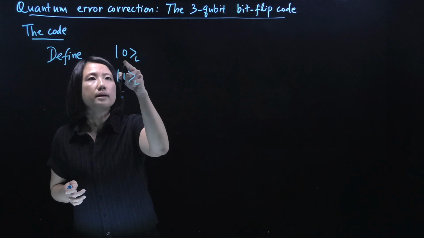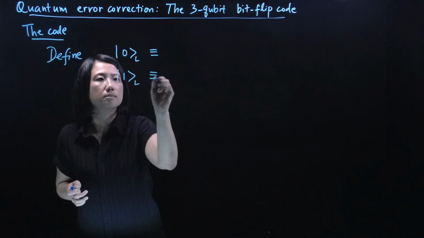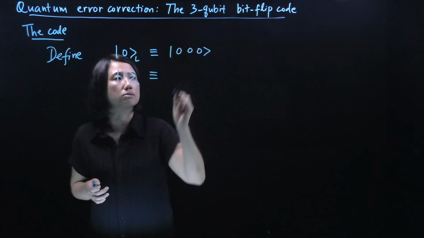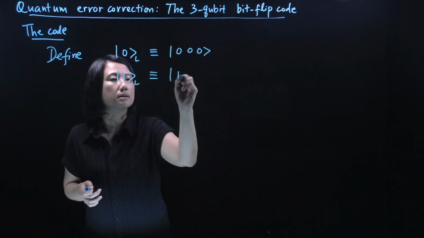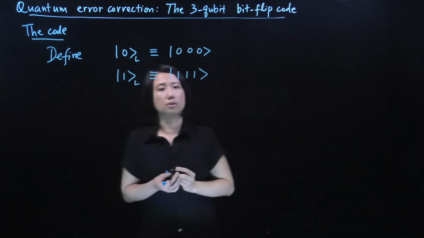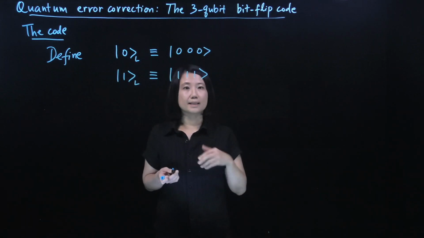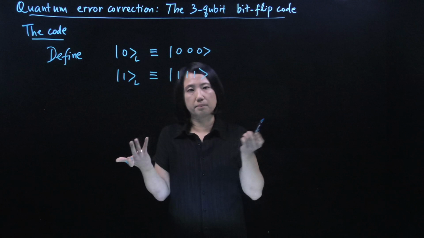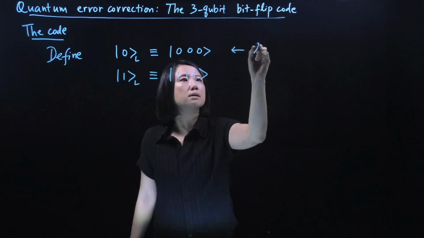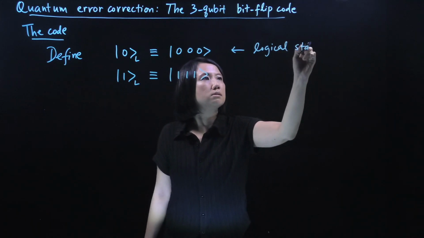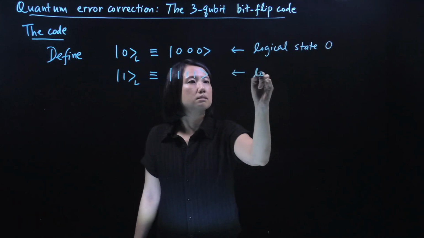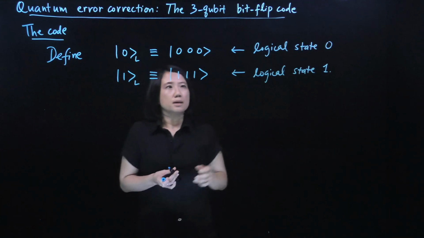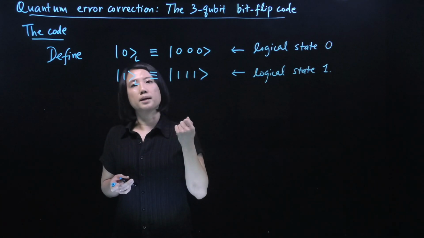I want to write this in terms of my three physical qubit states. So the logical 0 is actually just a three-qubit state 0, 0, 0. Very easy, yeah? And then my logical 1 state is just a three-qubit state 1, 1, 1. This is also why in the classical world, people will call this the repetition code. Now you will hear people talk about the three-qubit bit flip code as the three-qubit repetition code as well. So this is the logical state 0, and this is the logical state 1.